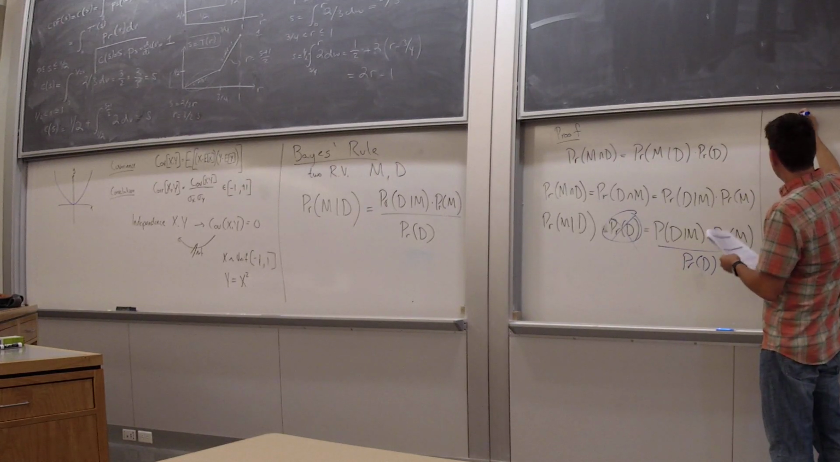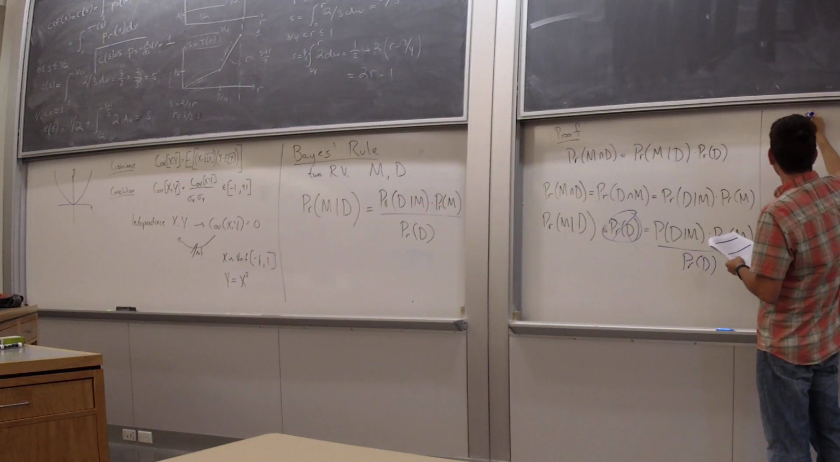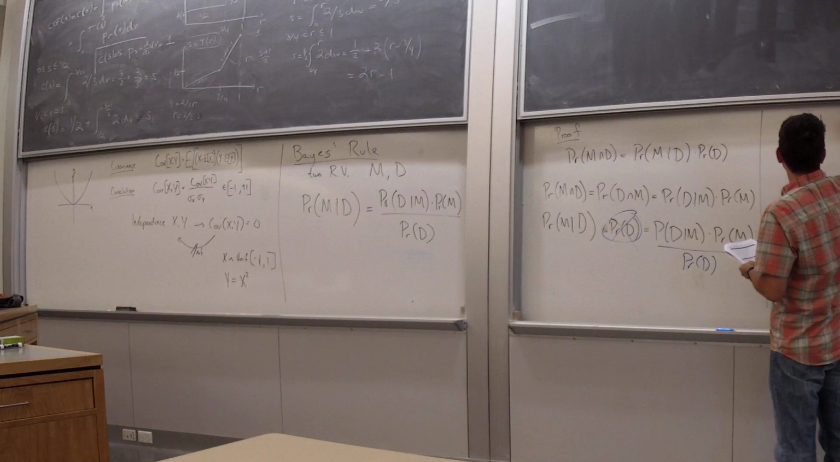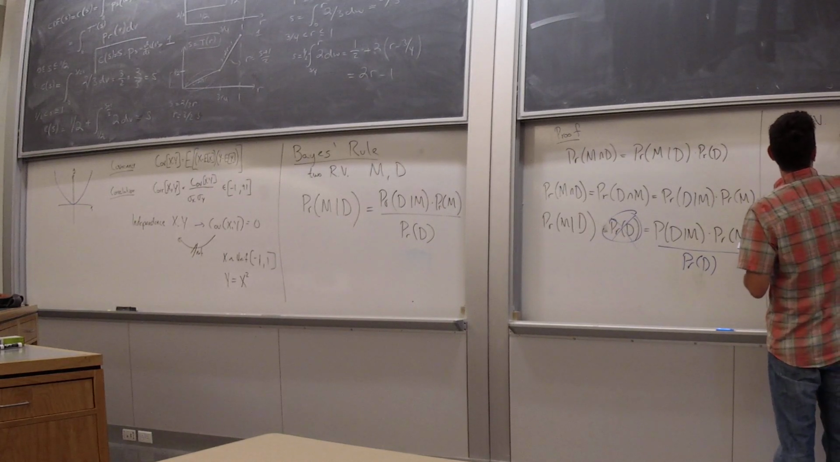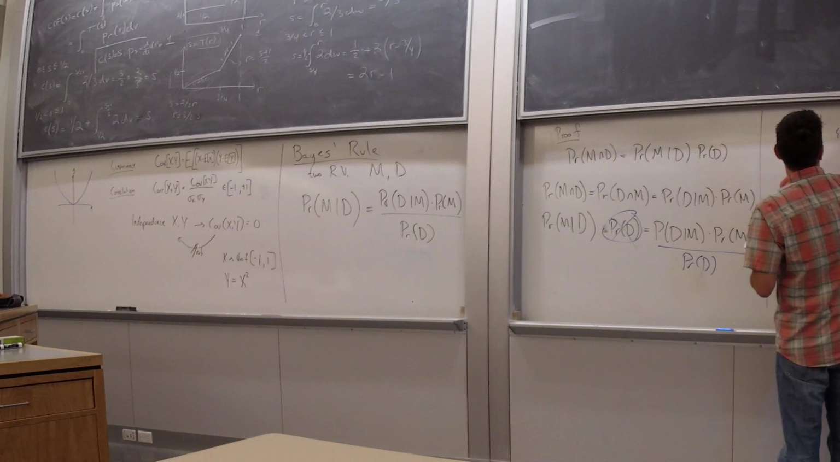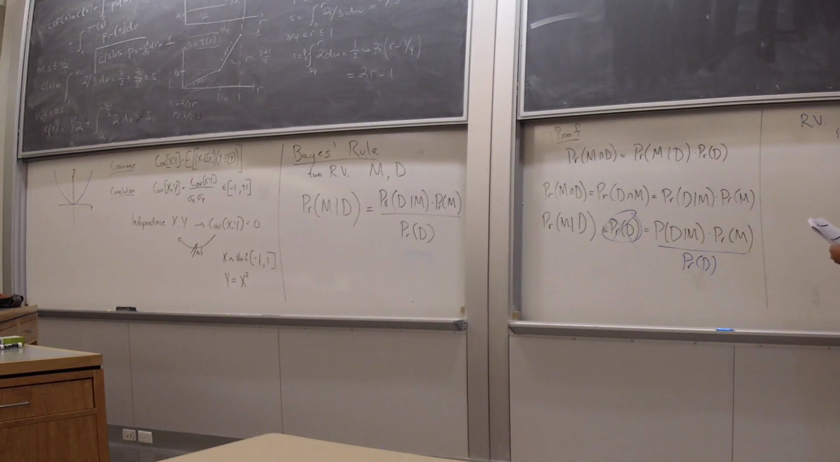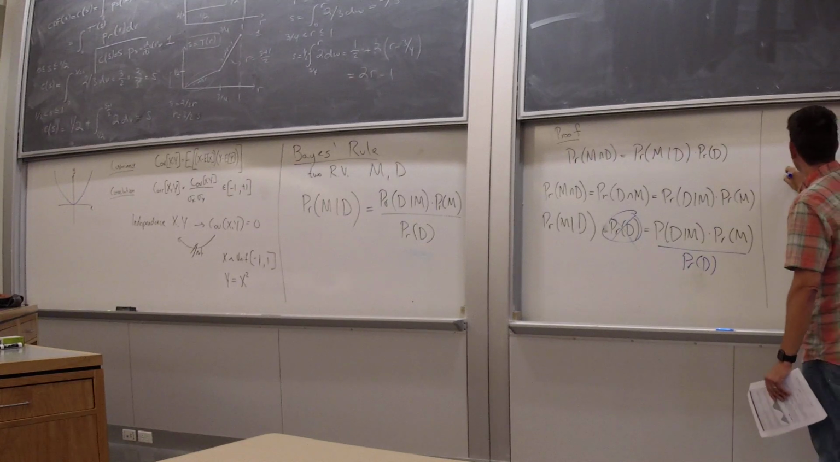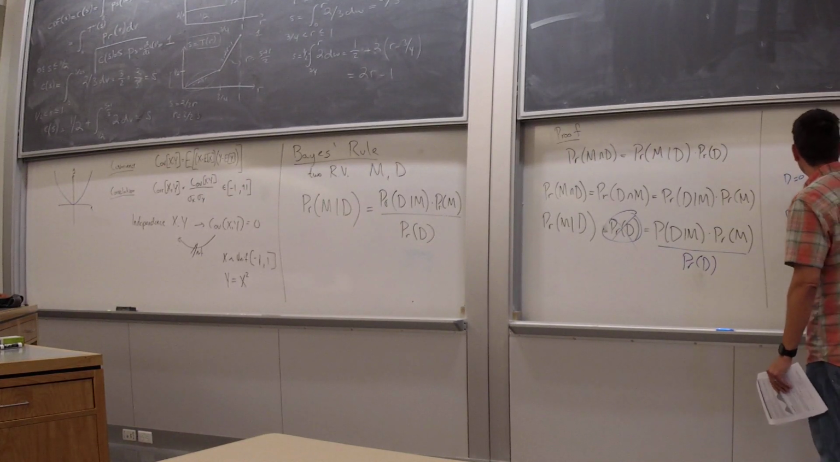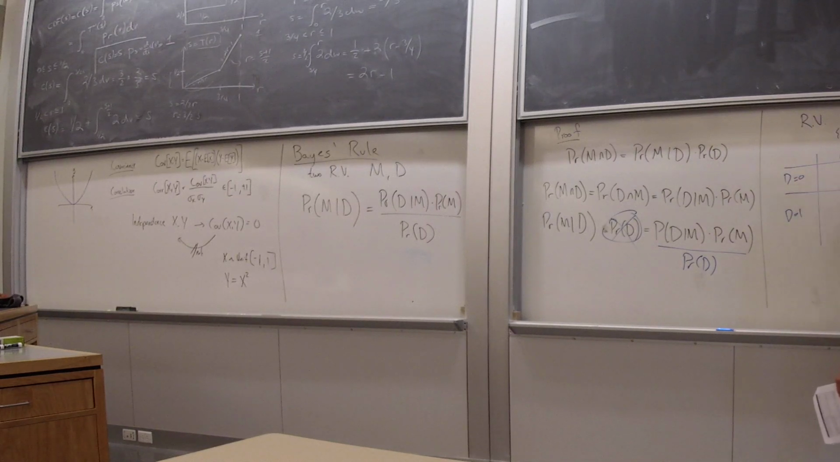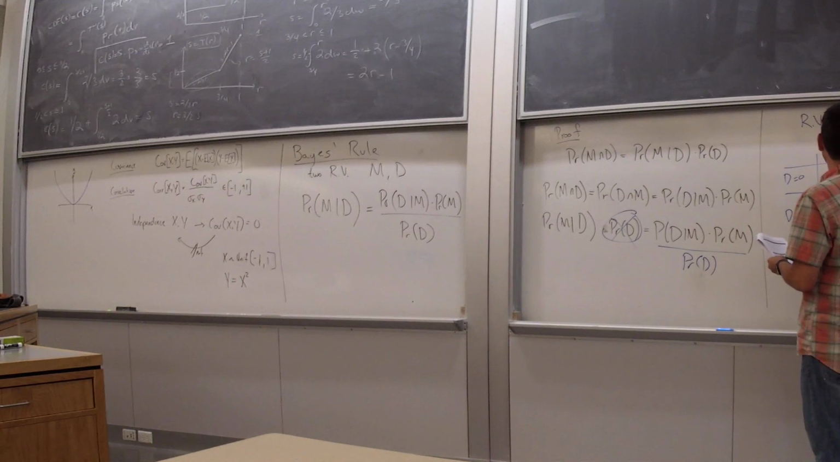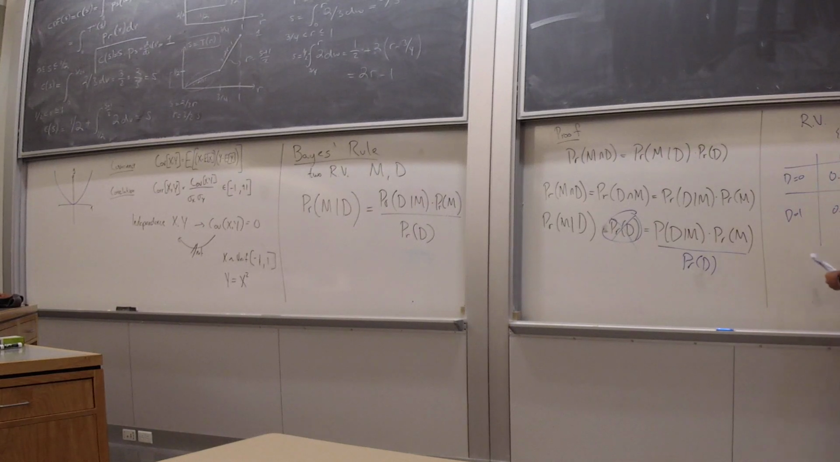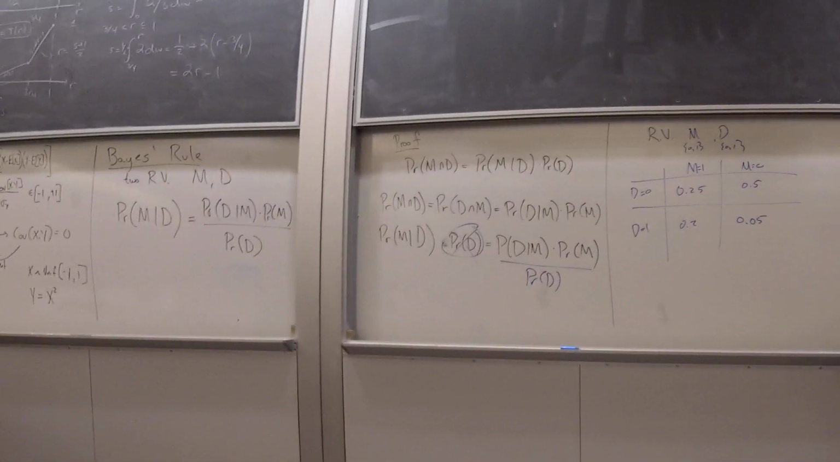Okay, so let's check Bayes' rule, and let's say we have random variables M and D, and they can each take on a value of 0 or 1. Then we can write down a probability table: M equals 1, M equals 0, D equals 0, D equals 1. Okay, and I can fill in a probability table: 0.25, 0.5, 0.2, 0.05, right? And everything here looks good. These should all add up to 1.